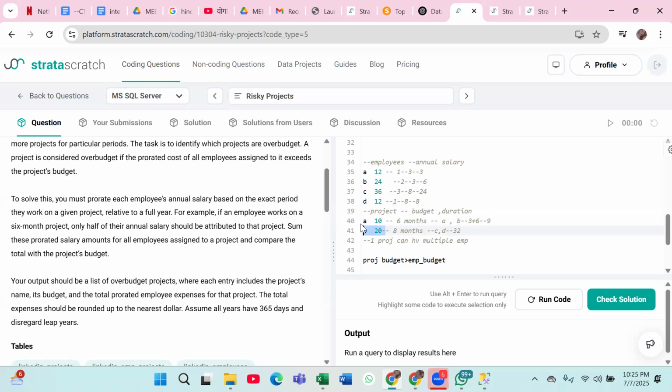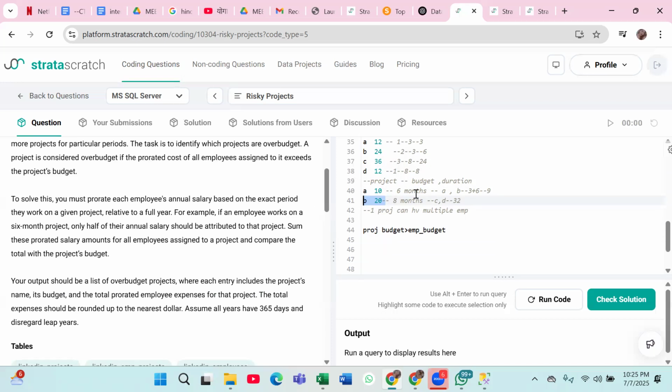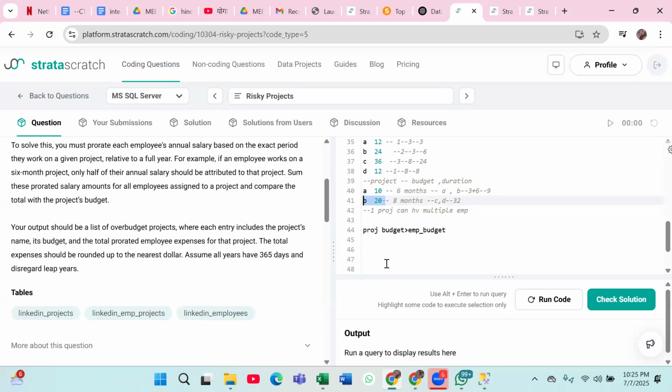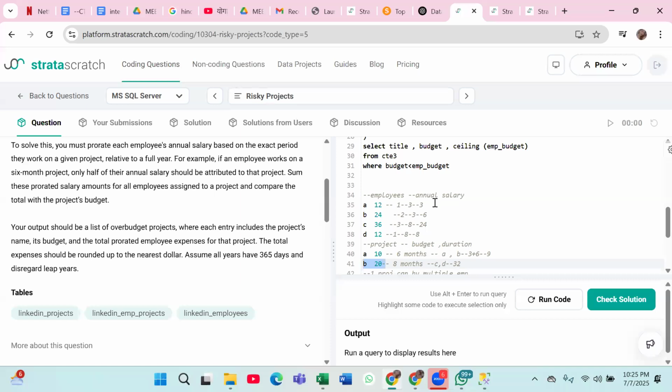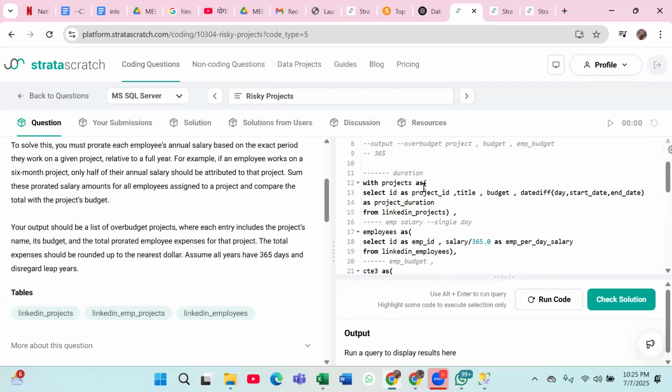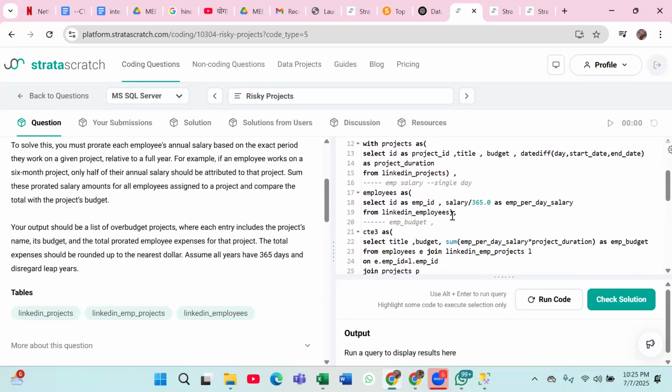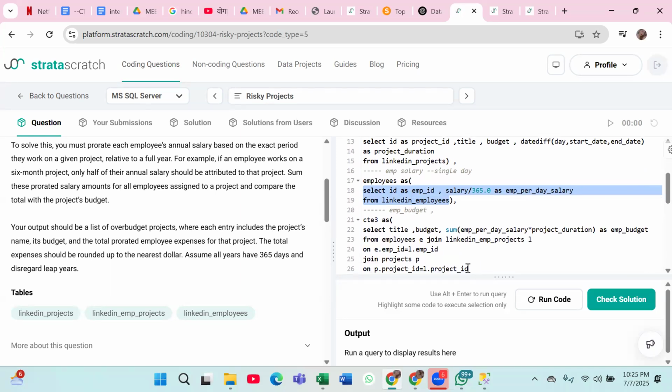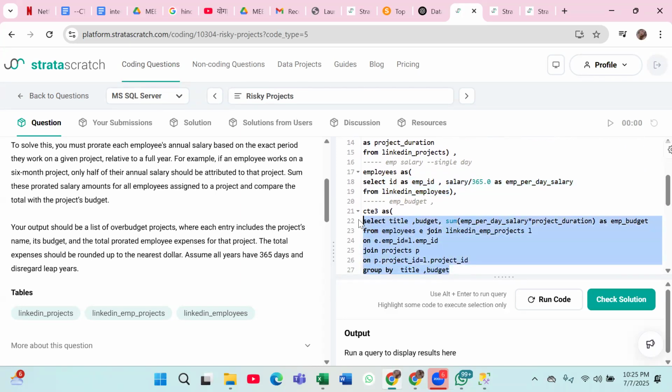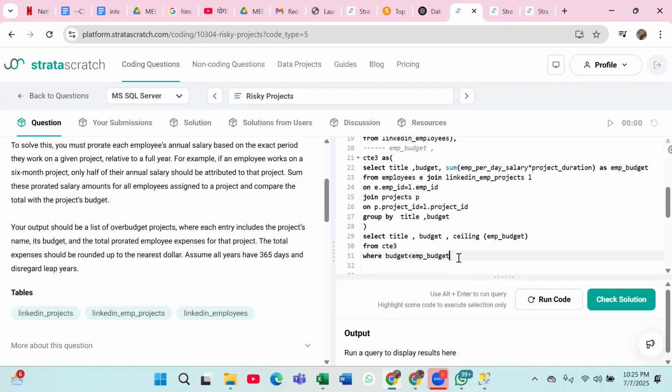So I think in this question, you just have to consider the same month only. That's what the thing is. First, you will find out the day-wise salary of the employee. See, I have found out the day-wise salary of the employee. Can you see that? Then I just multiply it with the project duration. That's what I was talking about, right? And then I just compared them, that the project budget should be smaller than your employee budget. Is this clear with you?